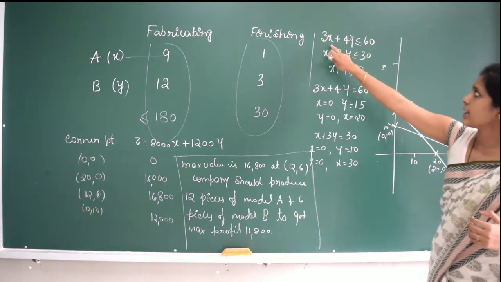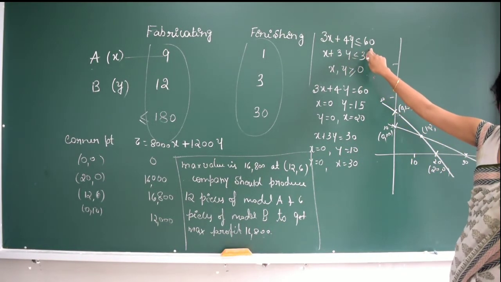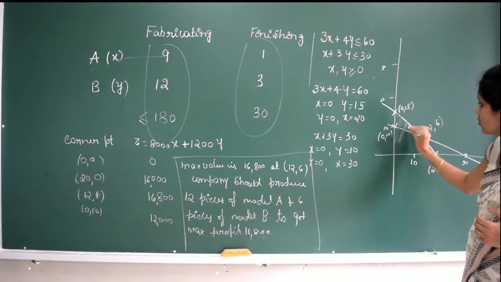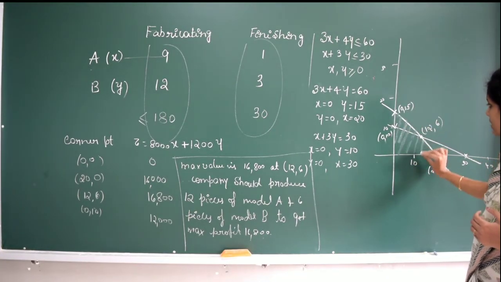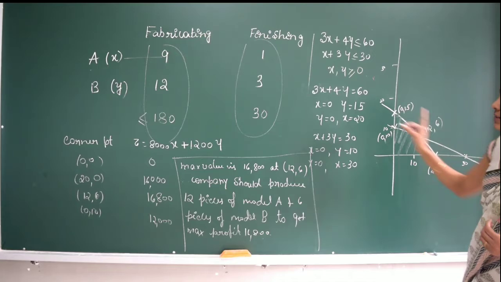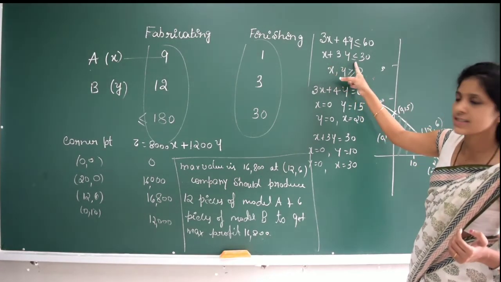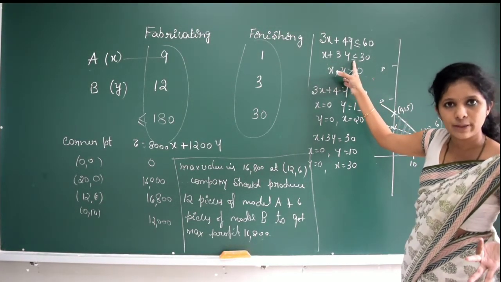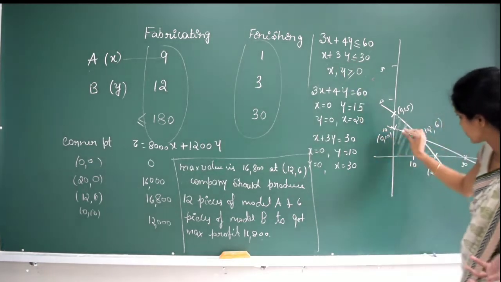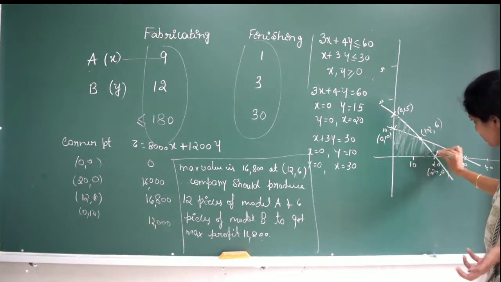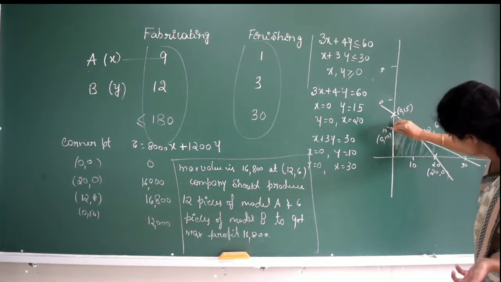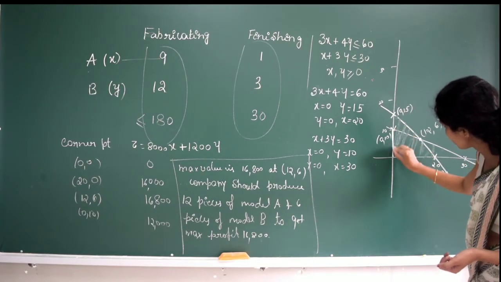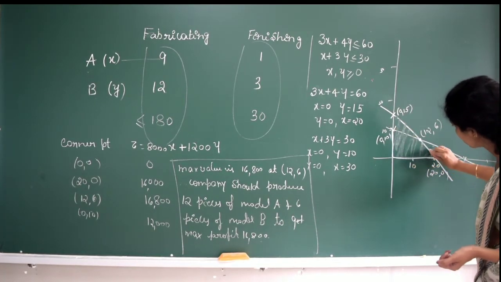3x plus 4y less than or equal to 60. Obviously this includes the origin, so the solution region will be downwards, right? For the second line, this is x plus 3y less than or equal to 30. So 0 will be less than 30, so this also has the solution region downward. So what is the common region for this one? Common region will be somewhere here, right? So this is the common region.